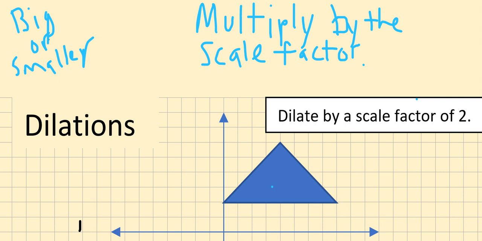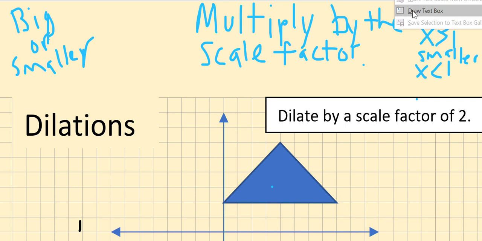If the scale factor, let's call it x, is greater than 1, you're getting bigger. If the scale factor is less than 1, you're getting smaller. So the directions are going to say something similar to this. Let's do text box.